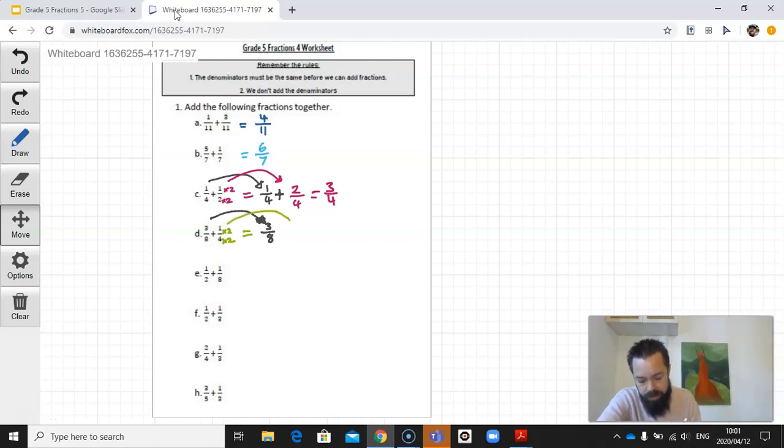So what I mean by the same order is the one that was unchanged was the first fraction, and it should still be the first fraction and in front of the plus sign. And the one that we changed, or found the equivalent fraction for, is after the plus sign, and it should still be after the plus sign. So 1 times 2 is 2. 4 times 2 is 8. Now our denominators are the same and we can add them. 3 plus 2 is 5. There's our answer.